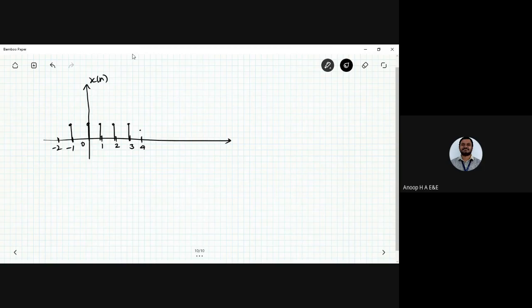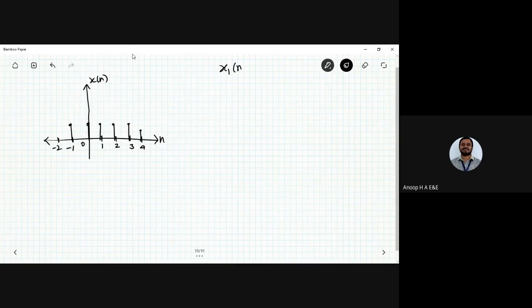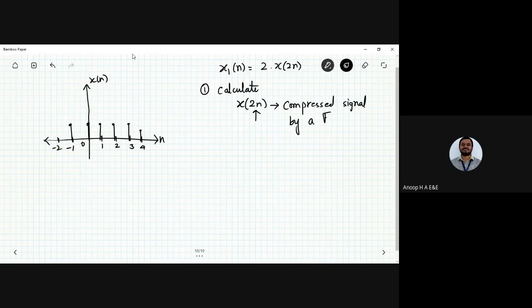This is one thing that you are going to observe here. This is x of n. Yes, so x of minus n you can generally calculate, but we are not doing the even and odd signal that is present here. Now what we can do here is, the first thing that you are going to compute is 2 times x of 2n. x1 of n would be equal to 2 times x of 2n. So first step, calculate x of 2n. So x of 2n is a compressed signal by a factor of 2.